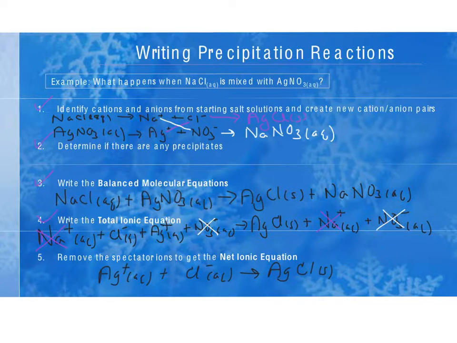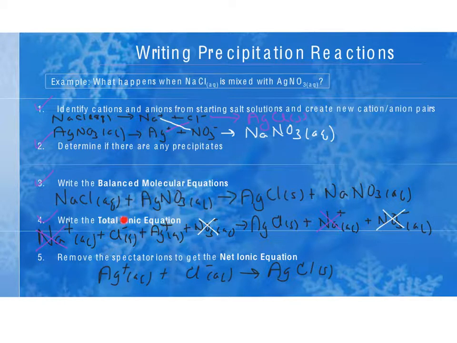So to summarize what we've done here, we first looked at our starting salts. We broke them up into our cations and anions. Then we looked at all these cations and anions interacting, and what new salts could be formed. We determined if there were any precipitates by looking at our solubility table, and we found silver chloride does precipitate. Then we formed the balanced molecular equation by just starting with our two starting materials, sodium chloride and silver nitrate, and on the right-hand side just goes our two products that we identified with our solubility table.